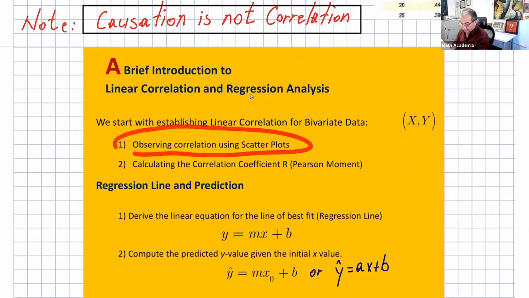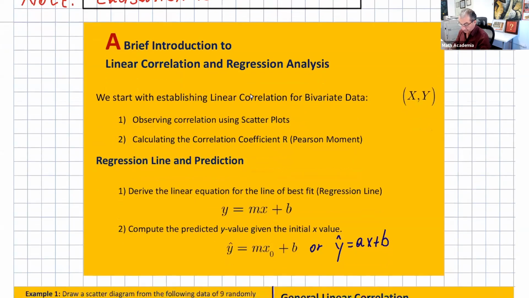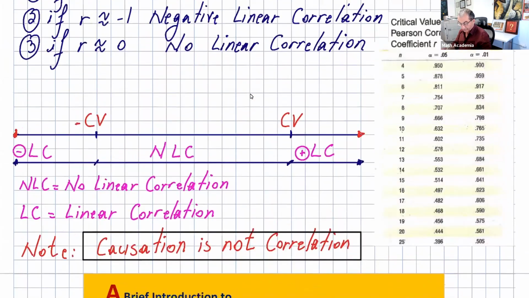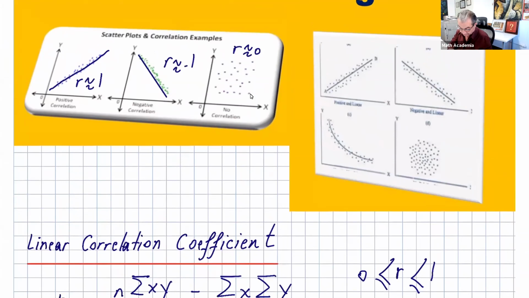You can draw the scatter plot, the first thing. Then you can calculate R, check to see if there's a linear correlation or not. Once you do that, then you can come up with the equation of this line. So you can find the equation of that line.